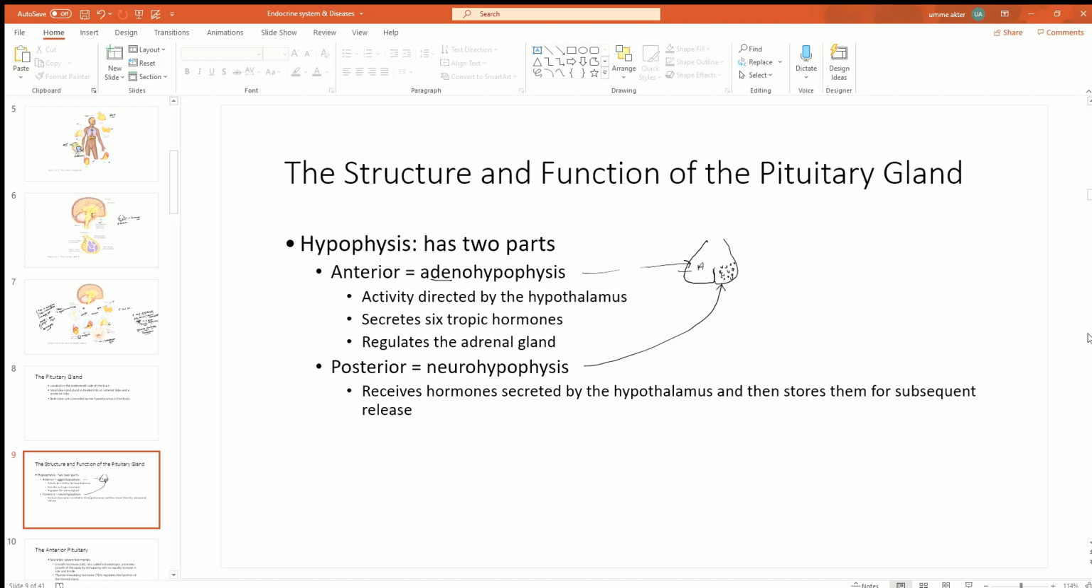So neuro, the neurons are here. Adeno means gland. So the anterior pituitary is filled with gland type cells, glandular cells. That's why this is adeno. Adeno means gland. Hypophysis means pituitary, another name for pituitary. And neurohypophysis, which is the posterior pituitary, has neuron type cells. And the 6 hormones from the anterior pituitary we already talked about, and 2 hormones from the posterior pituitary.